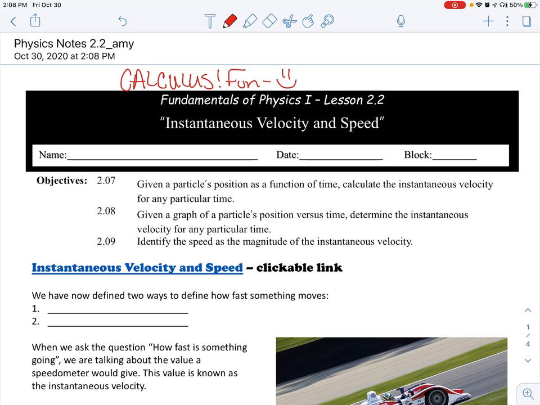Okay, given a particle's position as a function of time. Function of time means time must be the x. Calculate the instantaneous velocity for any particular time. So a moment in time. Given a graph of a particle's position versus time, time is the x, position is the y. Determine the instantaneous velocity for any particular time. Identify the speed as the magnitude of that instantaneous velocity.